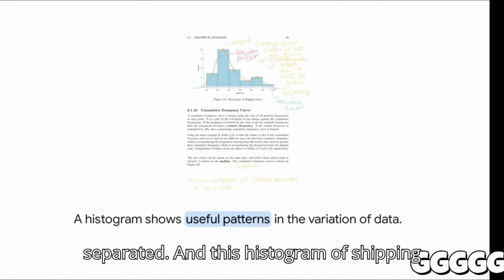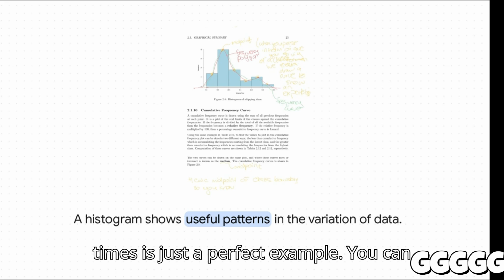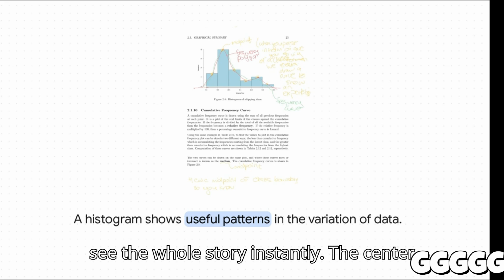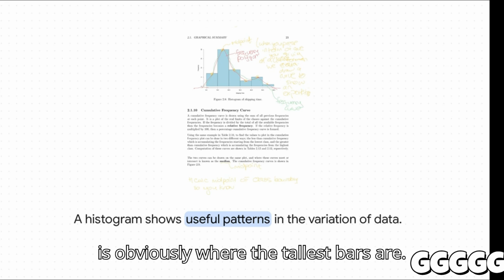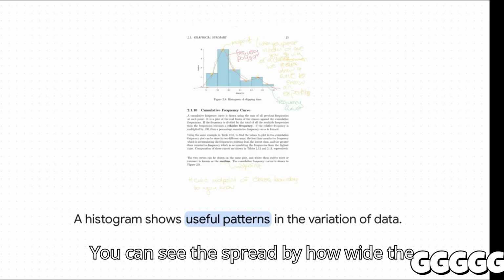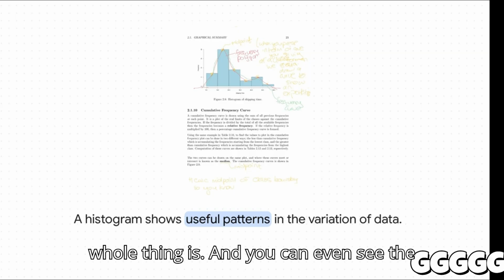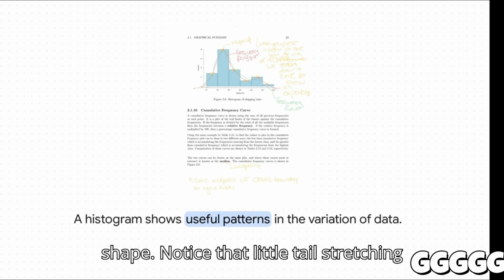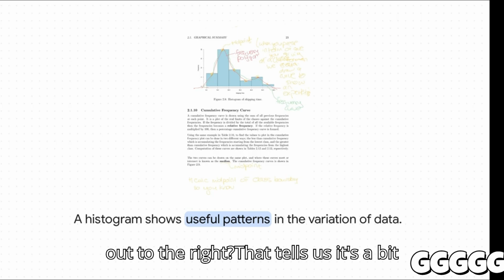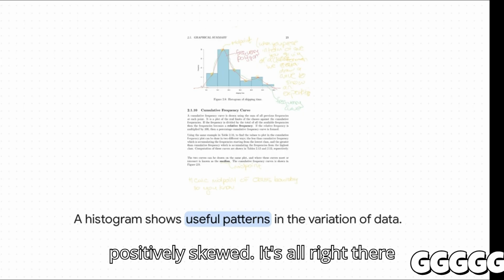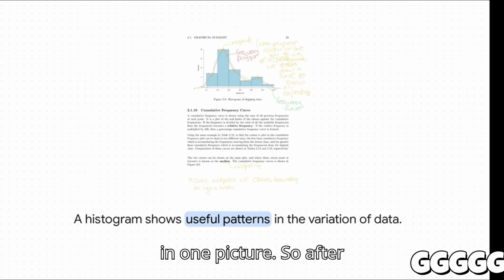And this histogram of shipping times is just a perfect example. You can see the whole story instantly. The center is obviously where the tallest bars are. You can see the spread by how wide the whole thing is, and you can even see the shape. Notice that little tail stretching out to the right? That tells us it's a bit positively skewed. It's all right there in one picture.